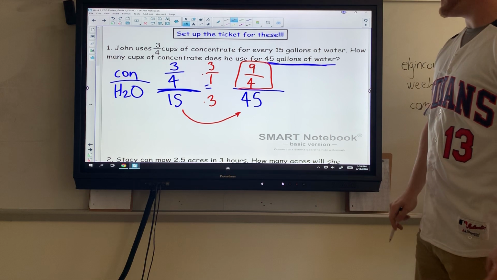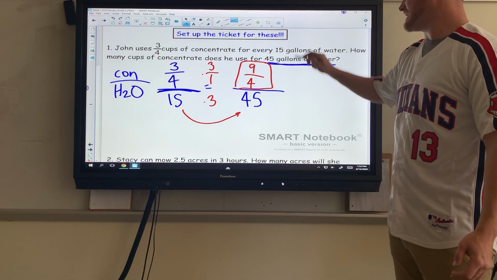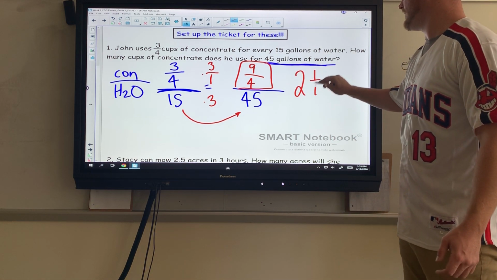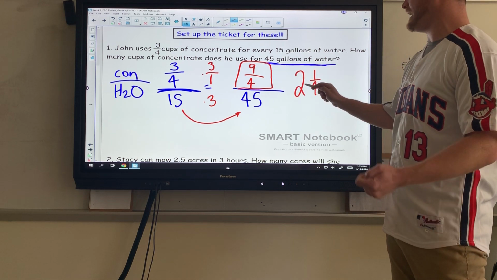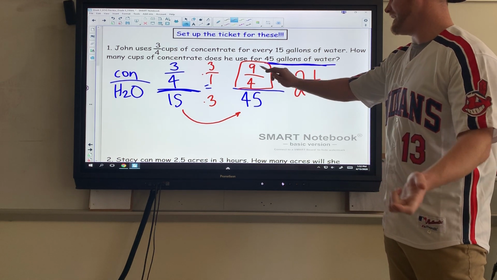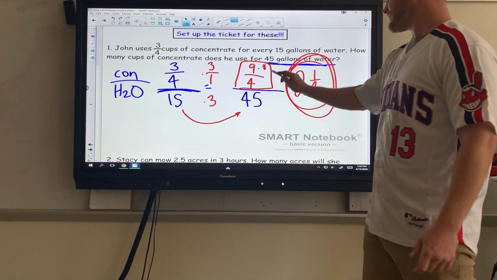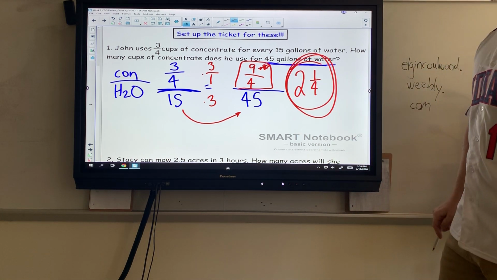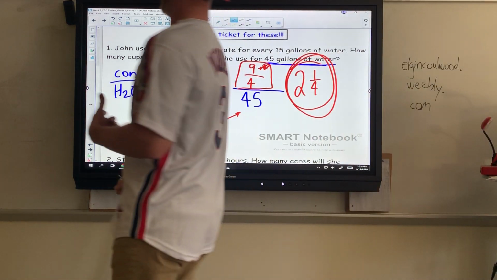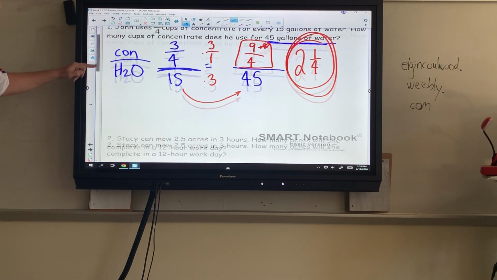And if you took it a step further, 9/4 is the same as 2 and 1/4, because 4 goes into 9 2 times. When it goes in twice, that gives us 8, so there's 1 left over, and the 4 stays the same. So if you get 9/4 or 2 1/4 cups of concentrate, that is the correct answer. Either one's acceptable.